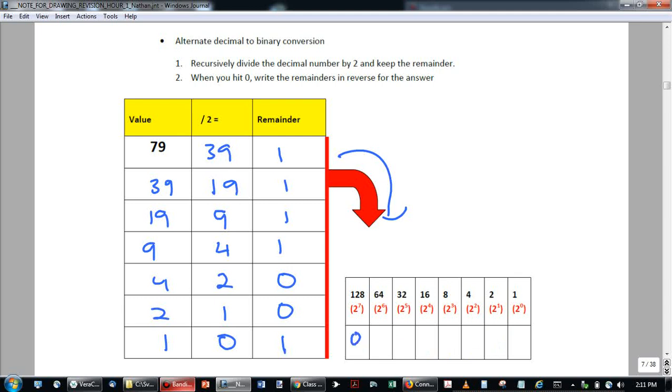1 too far over. 0, 1, 0, 1, 1, 1, 1. There we go. So this is 79 in binary. As I said, I think it's more work. I prefer the other model, but both of the models work, and you can use either of those to convert from decimal to binary.